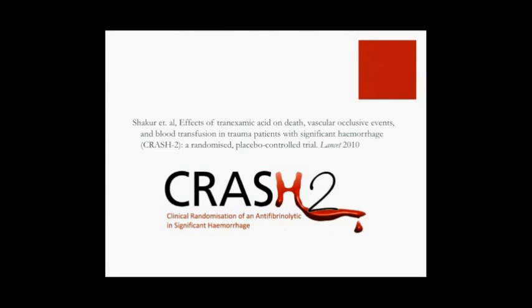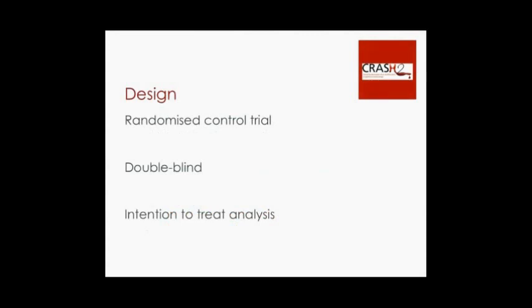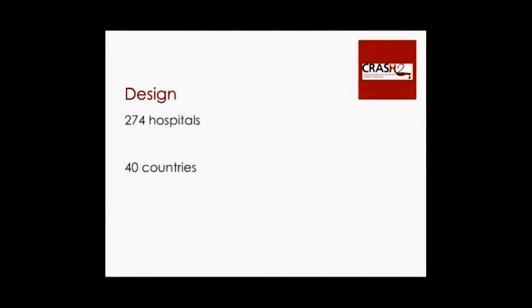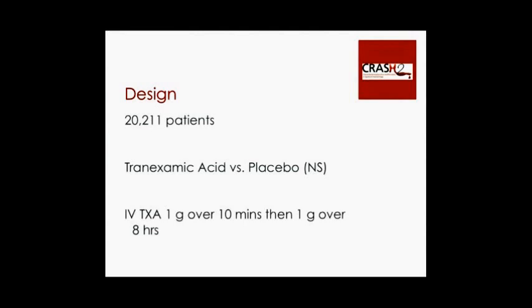So it's the CRASH-2 trial, done by a ton of people, labeled under the CRASH-2 collaborators. It was published in The Lancet in 2010. And it was a very robust study. It was a randomized controlled study, double-blind, intention to treat. They did all the right things, spanning 274 hospitals and 40 countries. And they randomized 20,200 patients to either receive tranexamic acid or placebo.